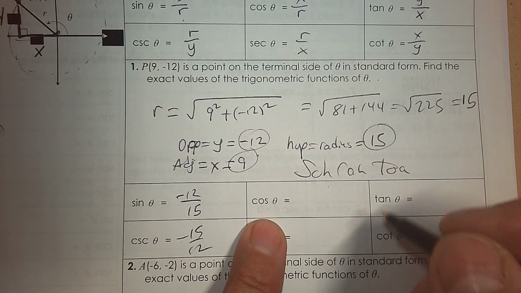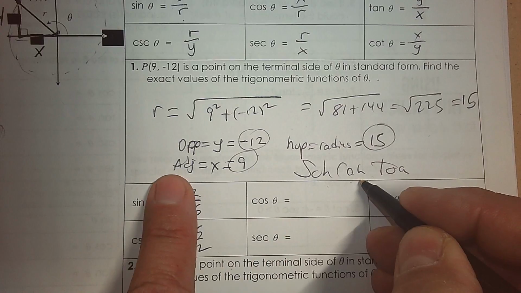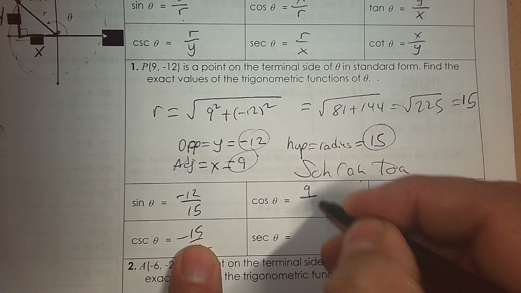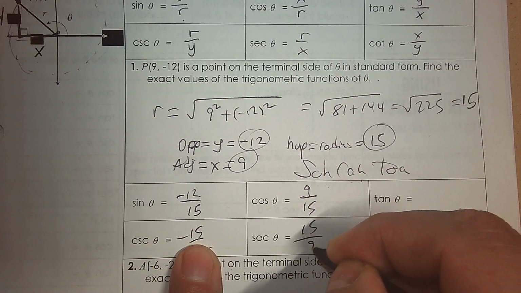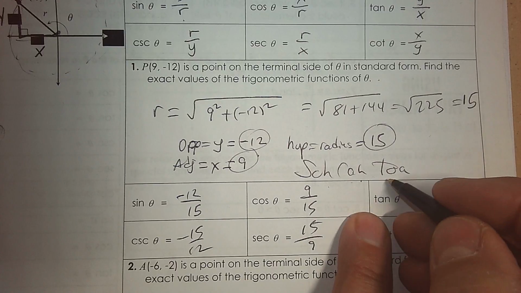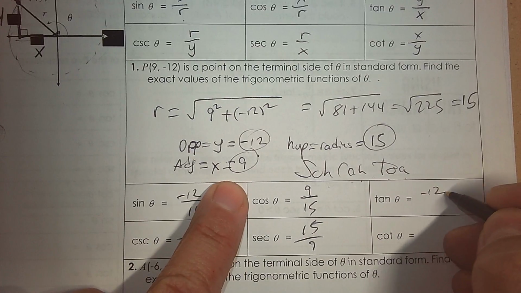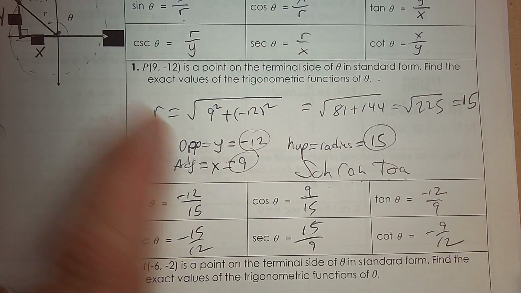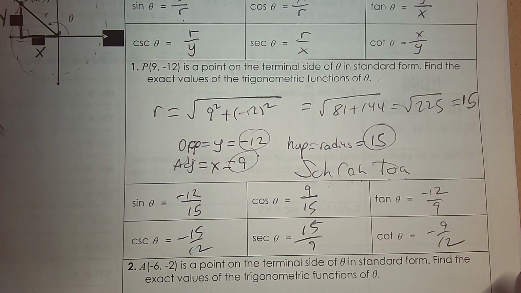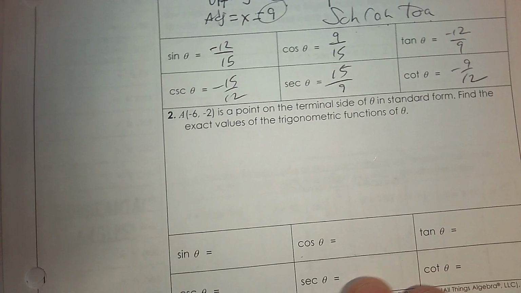Cosine is adjacent over hypotenuse. Adjacent is the x coordinate, so it's 9 over 15, and then the reciprocal. Tangent is opposite over adjacent, so that's negative 12 over 9, and then the reciprocal. Done. Let's try it again. You have the point (-6, -2).